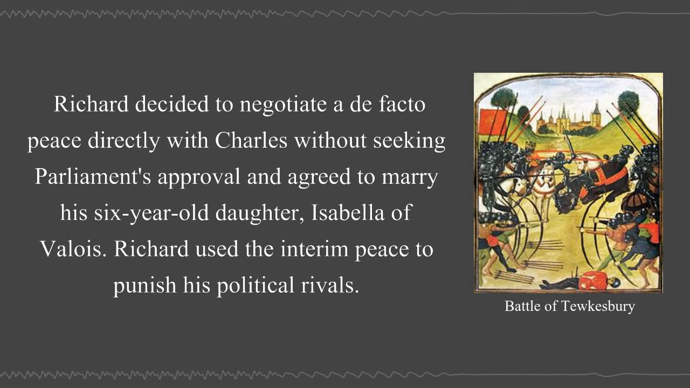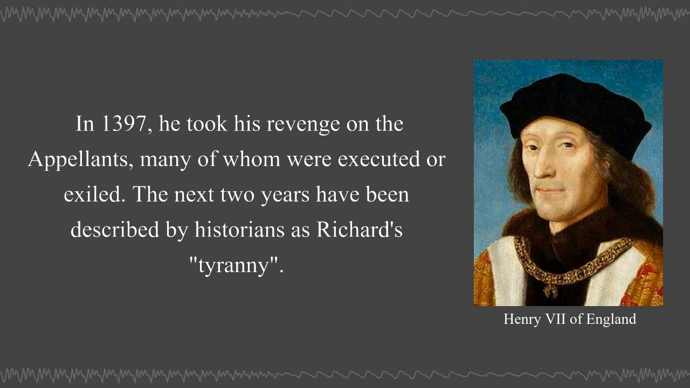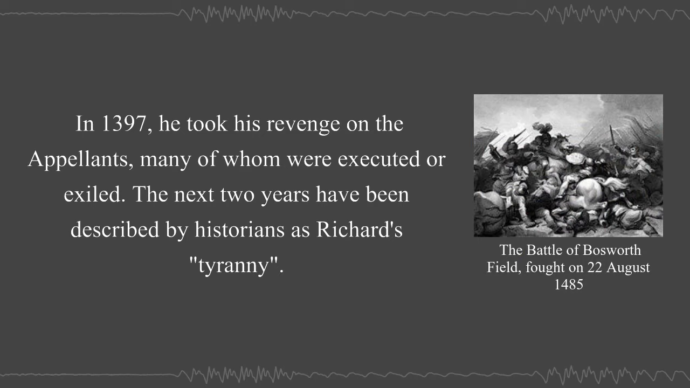Richard used the interim peace to punish his political rivals. In 1397, he took his revenge on the appellants, many of whom were executed or exiled. The next 2 years have been described by historians as Richard's tyranny.